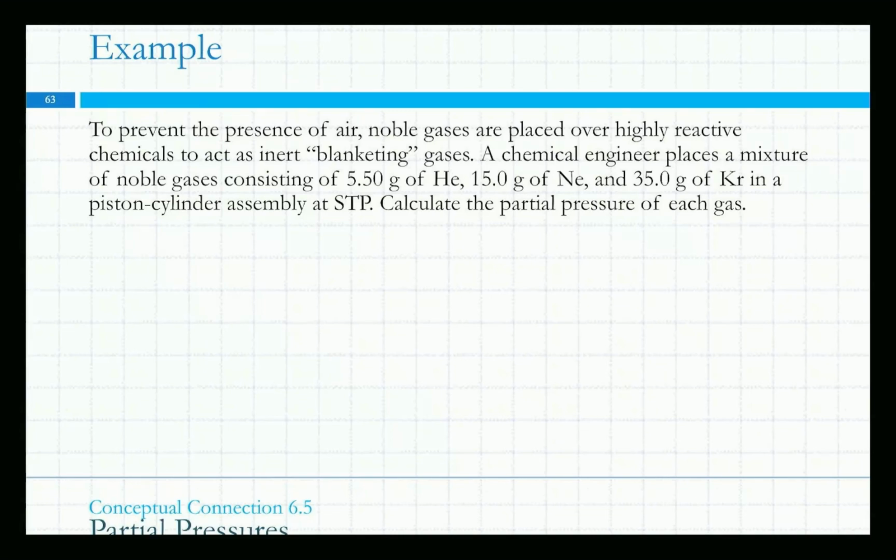Now, STP does give us something that's very useful for calculating partial pressures. 1 atm, yeah. Standard temperature and pressure. So 0 degrees C and 1 atm. Specifically here, 1 atmosphere is the most useful part. So let's quickly convert these into moles.